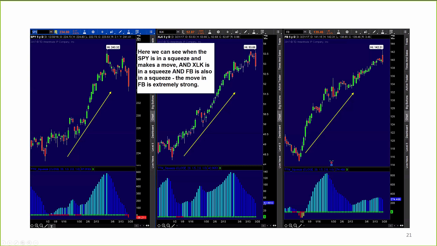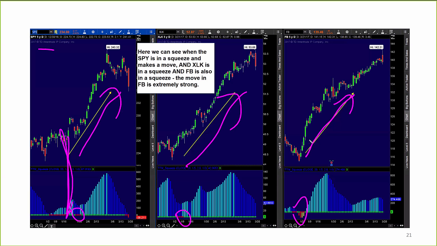I'm still doing it the clunky way, right? Here's the spiders, and here's a squeeze in the spiders. We got a squeeze in XLK, and we got a squeeze in Facebook. It's a big move all the way around. That made sense to me. That was not a shocker. I just want to be able to find a clean way when these are all lining up.